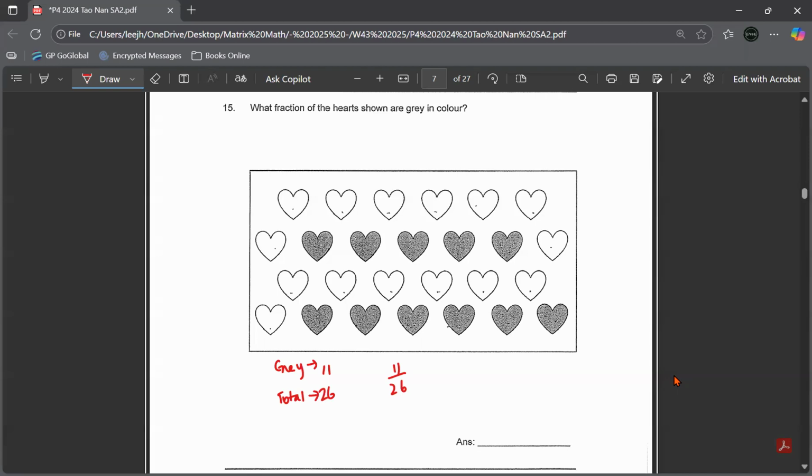But you know that you have to simplify. If this is not simplified, you have to. But this one cannot be simplified. So the answer is 11 over 26.